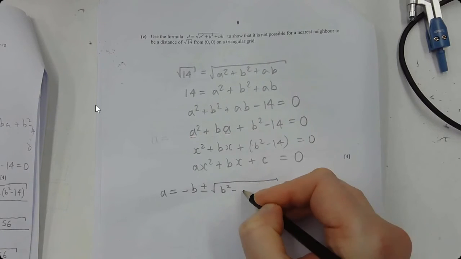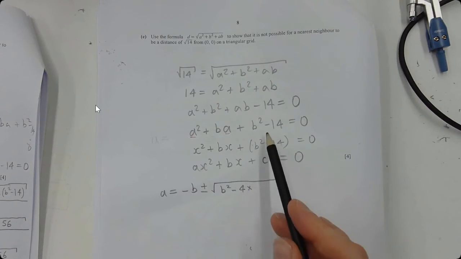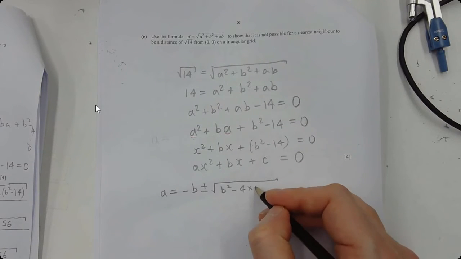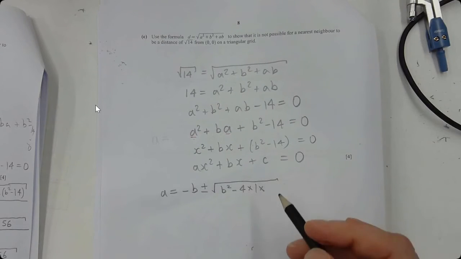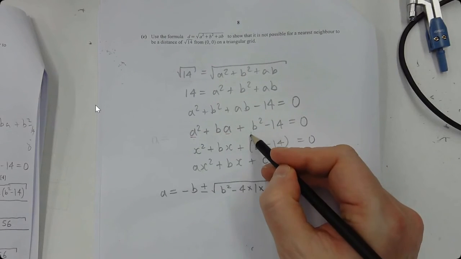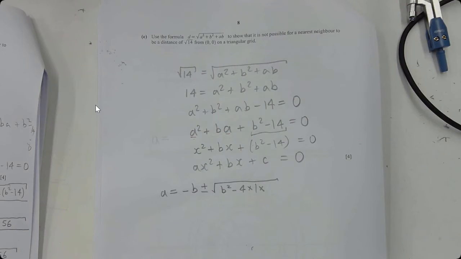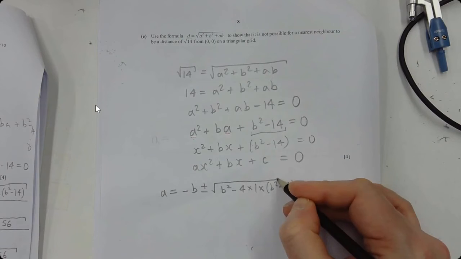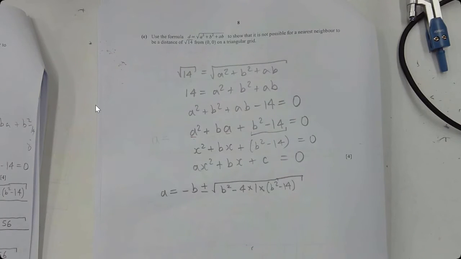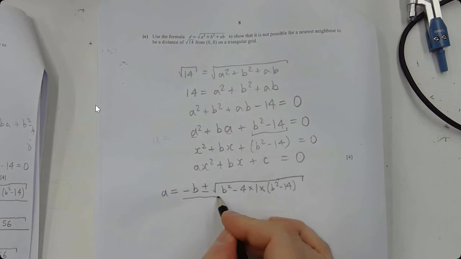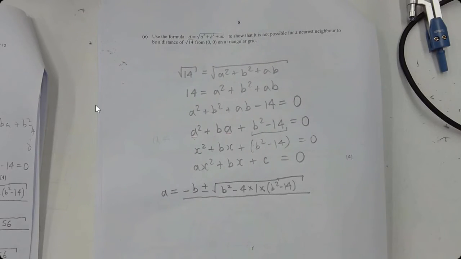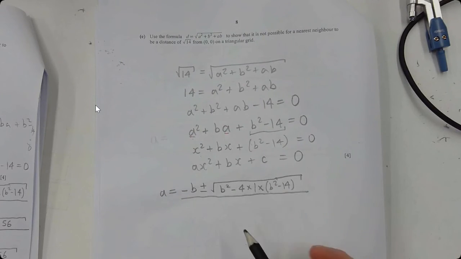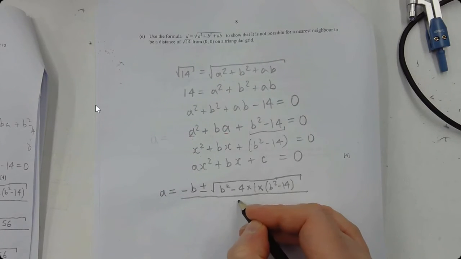That's kind of lucky. Minus 4 times the coefficient of a squared, or x squared as it normally would be. Well, it's 1a squared. And then times by c, which is the tricky part. C is all of this. It's the bit without an x, or the bit without an a. So it's b squared minus 14, all over 2 times the coefficient of a squared. Well, it's 1a squared, so it's 2 times 1, which is 2.